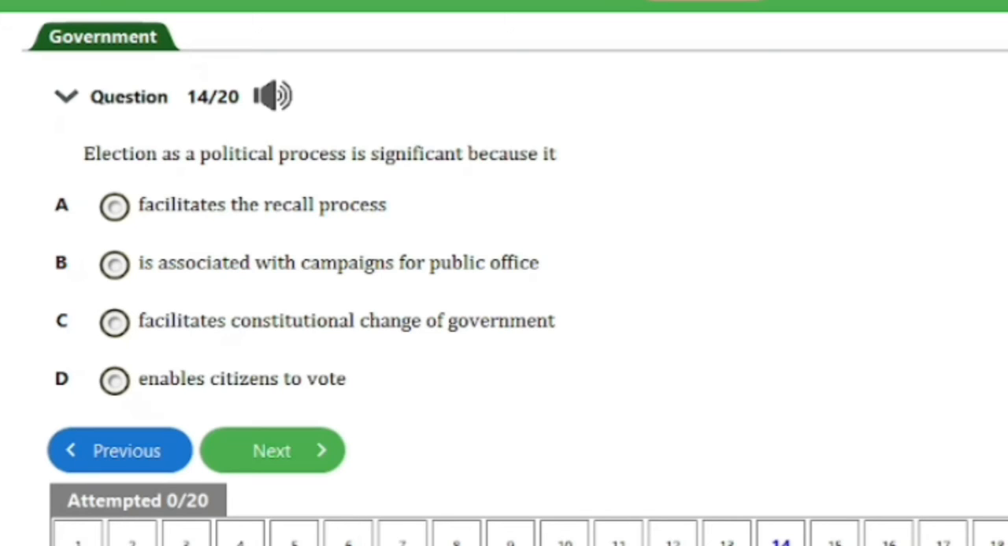So guys, the answer to this question is option C here. It facilitates constitutional change of government. And that's it for this question. So let's head on to the next question, guys.